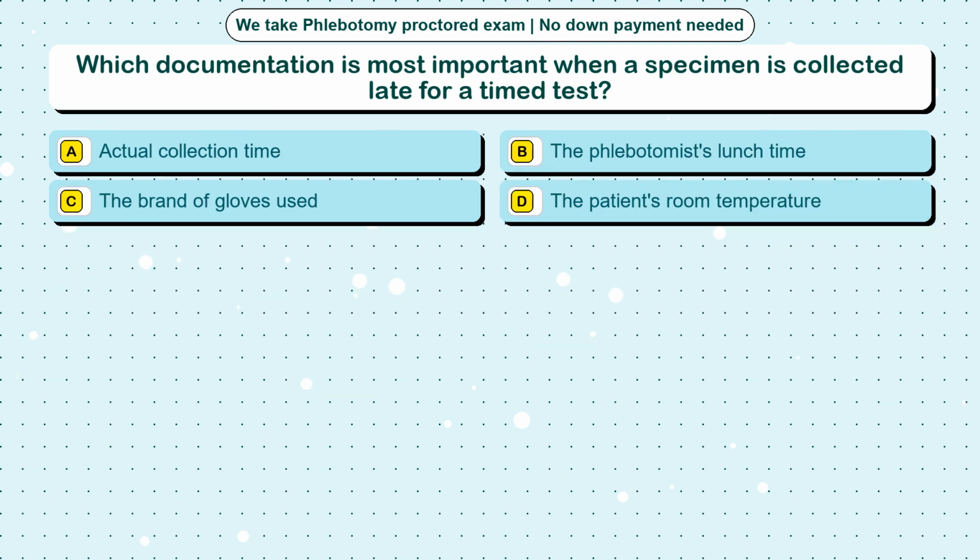Question 3. Which documentation is most important when a specimen is collected late for a timed test? Option A. Actual collection time. Option B. The phlebotomist's lunch time. Option C. The brand of gloves used. Option D. The patient's room temperature.